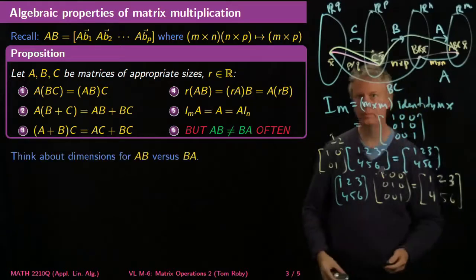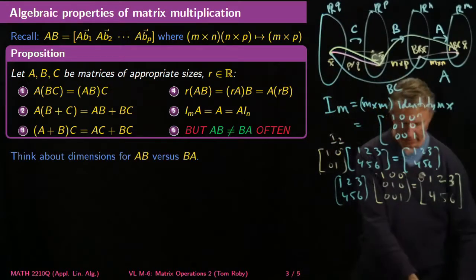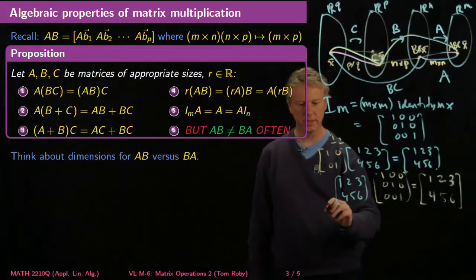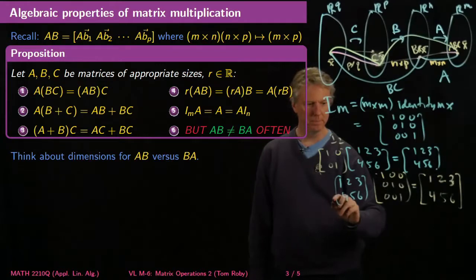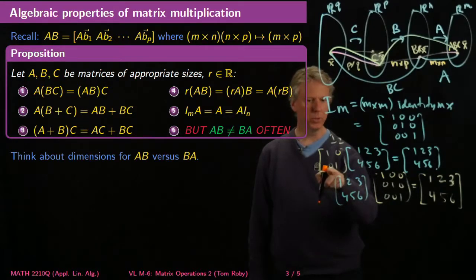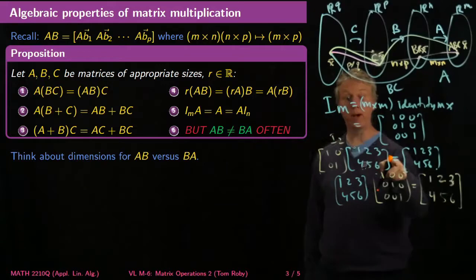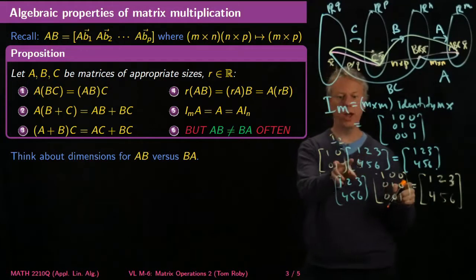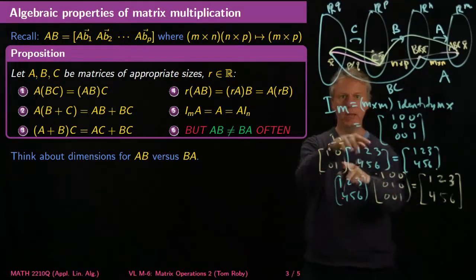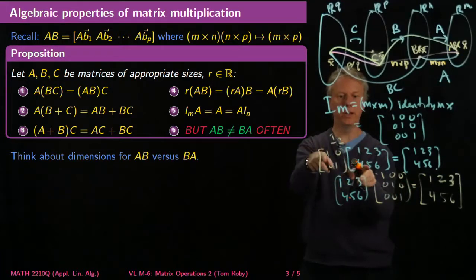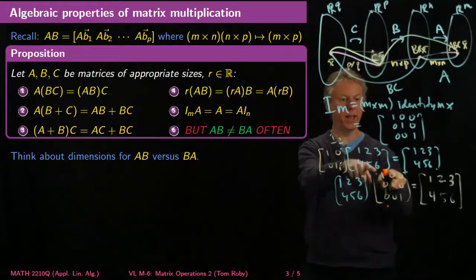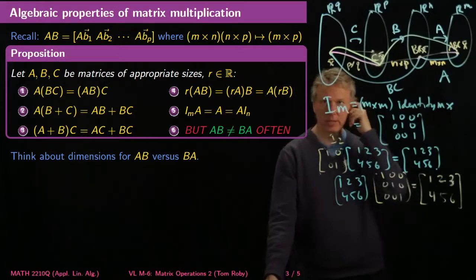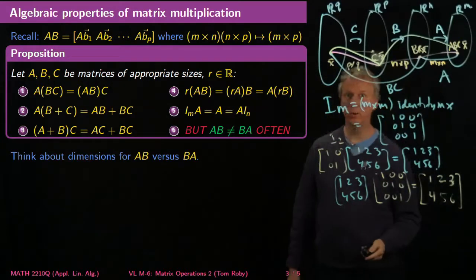So let's think about the dimensions of AB versus BA. If I have something like 1, 2, 3, 4, 5, 6, I can multiply it by I2 on the left, but I can't multiply by I2 on the right because the dimensions don't work out. So sometimes AB is defined, but BA is not. If I want to multiply by an identity matrix on the right, I have to multiply by the 3 by 3 identity matrix. So you can see that from a standpoint of dimensions, things don't always work.